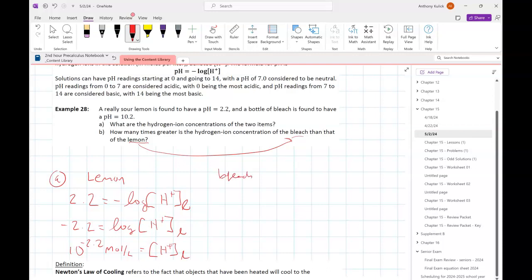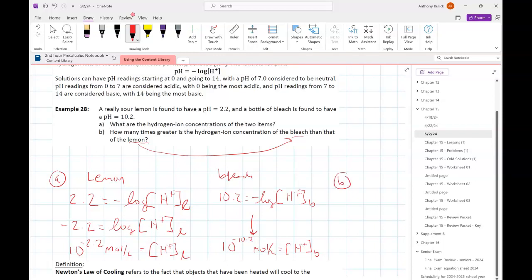Bleach, we're going to do the same thing. So we have 10.2 equals negative log hydrogen ion concentration for bleach. I do the same thing. I'm going to get 10 to the negative 10.2. It's okay that I skipped some algebra steps there, since they're the exact same steps. You guys are good, right? A bunch of all-stars in here.